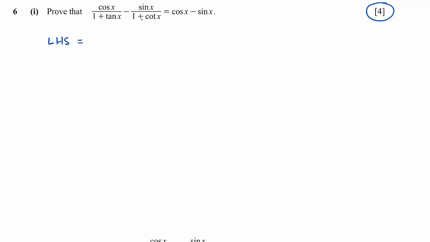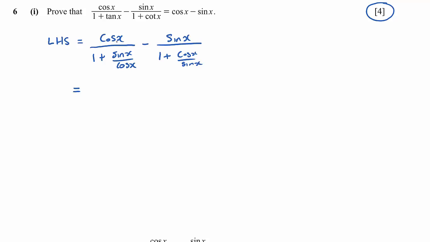And I can just see this mess coming, but I understand why a student who hasn't done as many of these as I have would just try and get the same denominator and then end up with a mess. But I can kind of see that coming. So what I'm going to do is say that tan x is actually sine x over cos x. And then here, because we know that cot x is 1 over tan x, that makes it cos x over sine x.